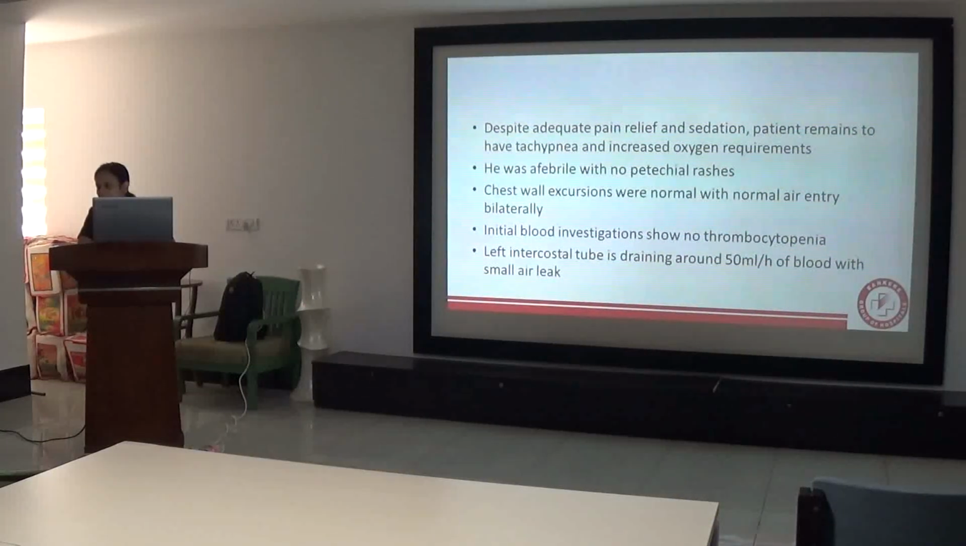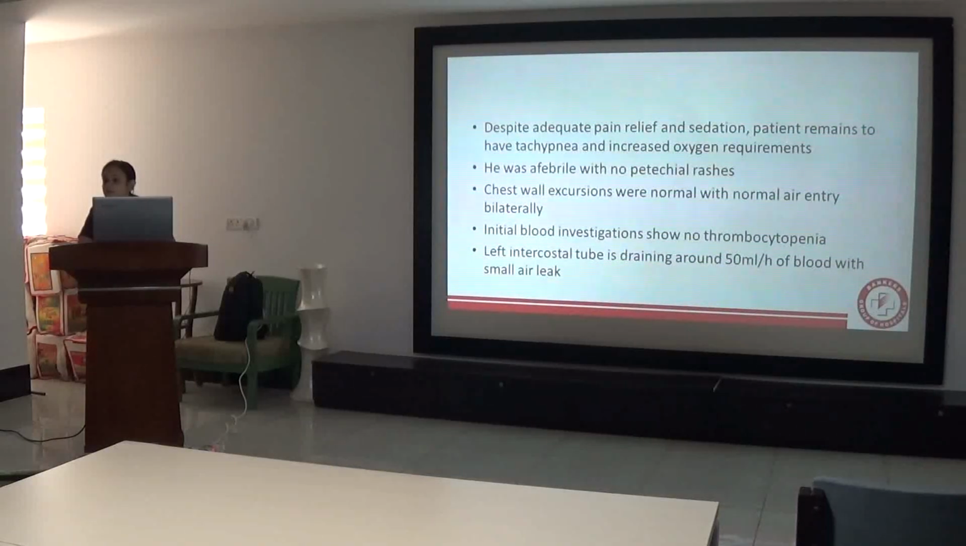Whether the patient was unconscious? No, sir. We have sedated. We have sedated, intubated, and an ICD was put in the ER itself, with the resuscitation being in the ER. ICU में जब shift किया, patient को फिर भी tachypnea था, increased oxygen requirements थी, and the blood investigation showed no thrombocytopenia. Now, why was the oxygen requirement increasing?